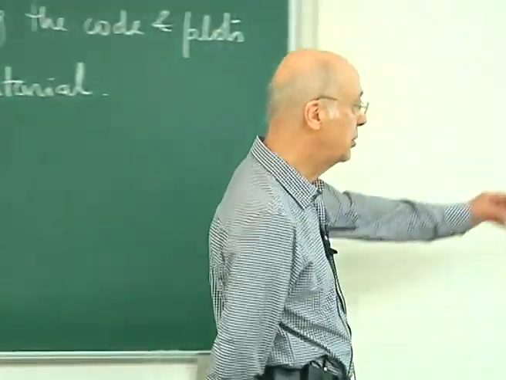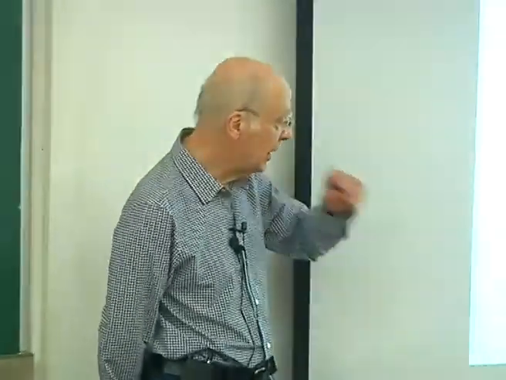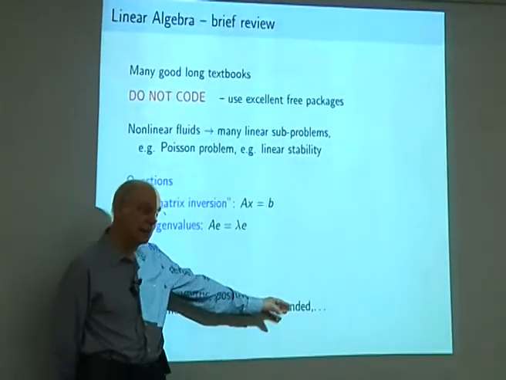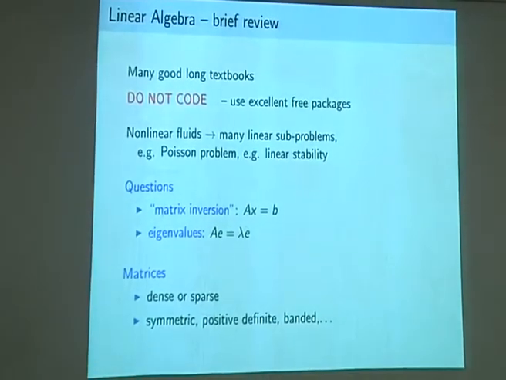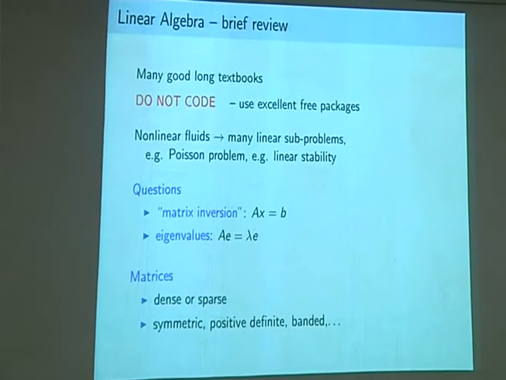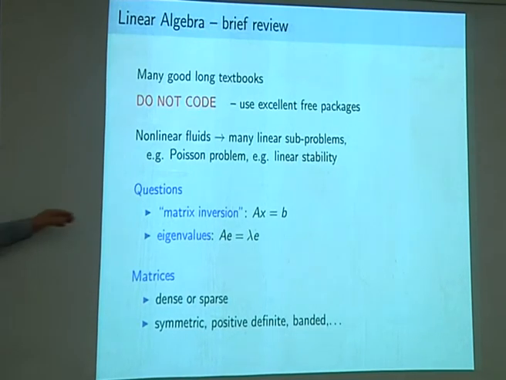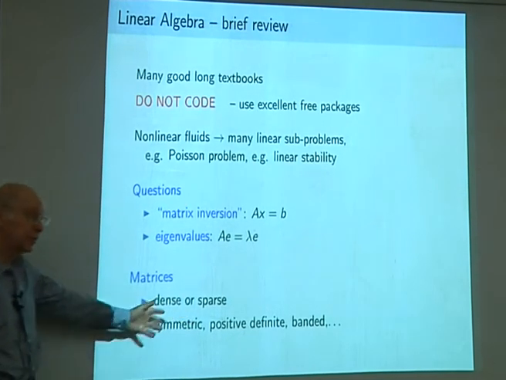And then the matrices might be symmetric matrices. They may be positive definite. They may be banded. There's a whole range of different features, and if you exploit those features, you get a faster code. Okay, so that's one type of problem, our matrix inversions with different types of matrices.